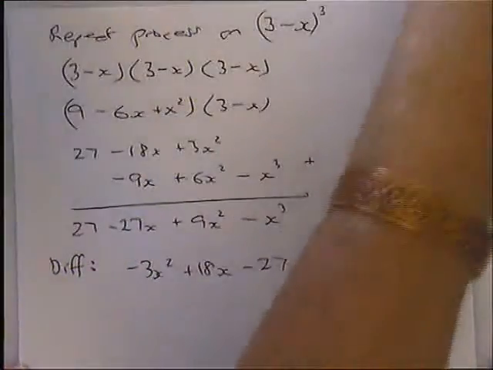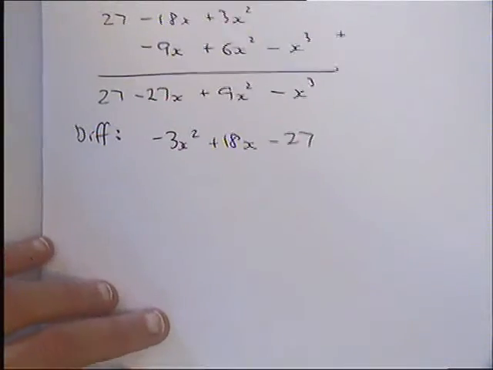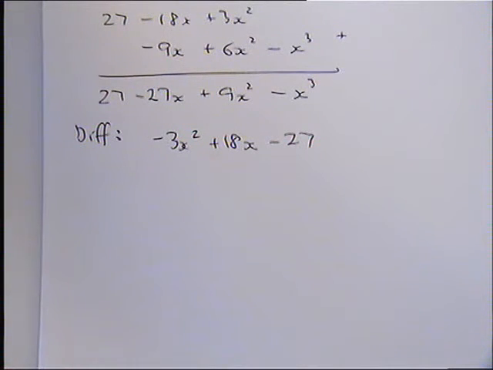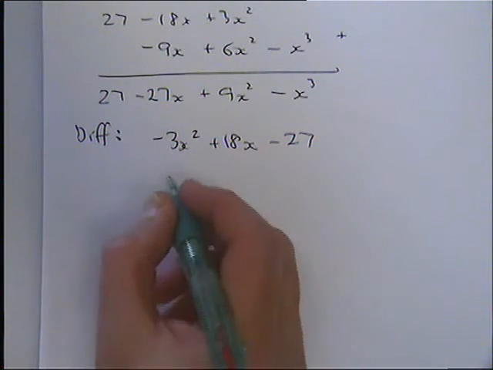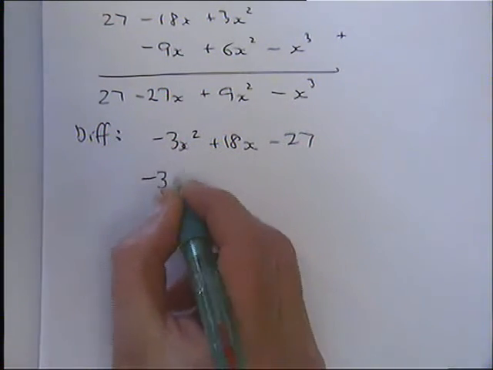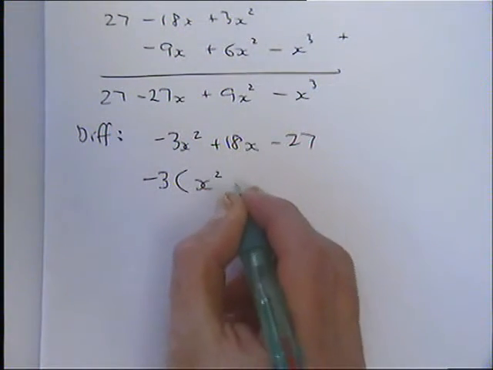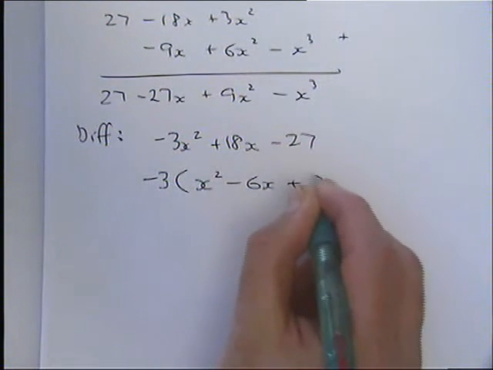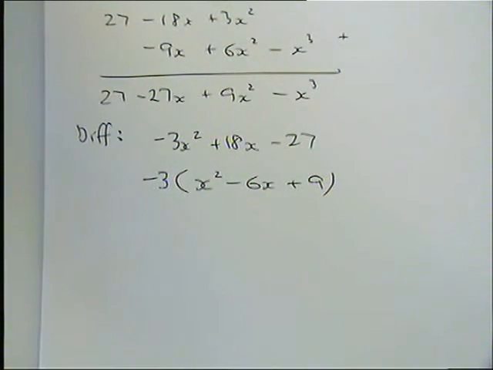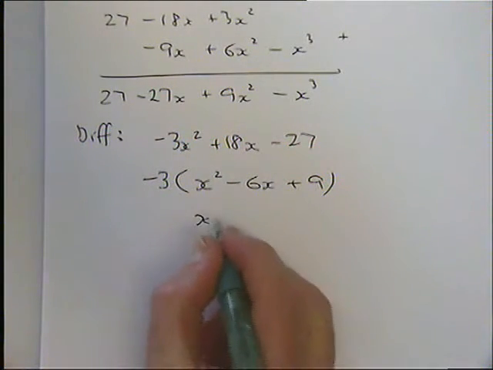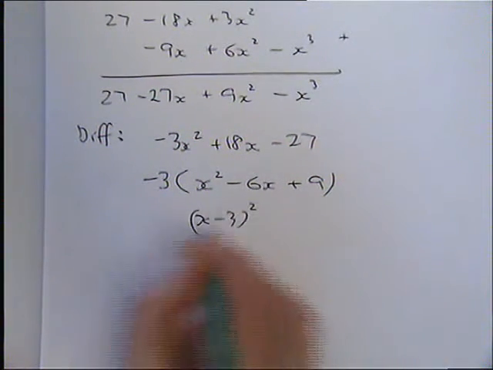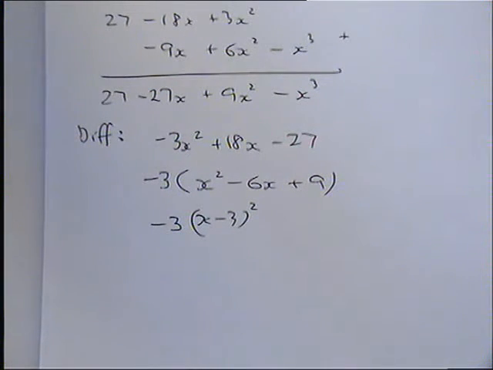There we go, okay? Right, so what was the step after differentiating last time? Factorising, okay. How can we factorise that? Take out minus 3, okay? So that's going to give us x minus 3 all squared.